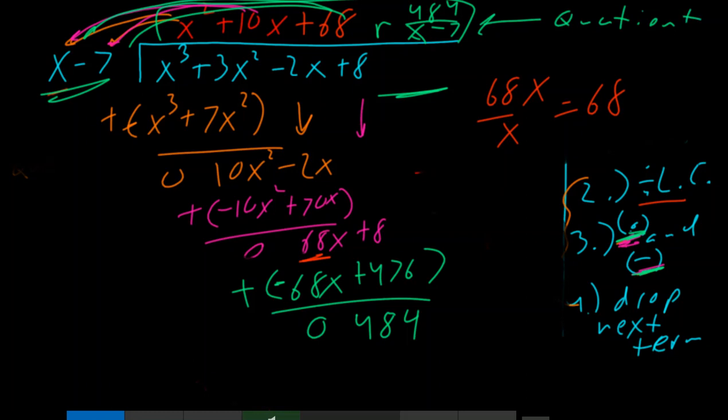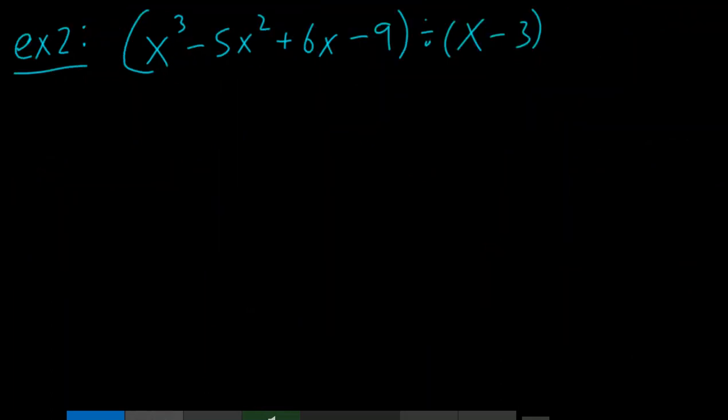Alright, it's the quotient. And also, since there's a remainder, this was not a factor. So if there is a remainder, then that is not a factor. Now let's move on to our second example. Okay, let's go on with example number 2.